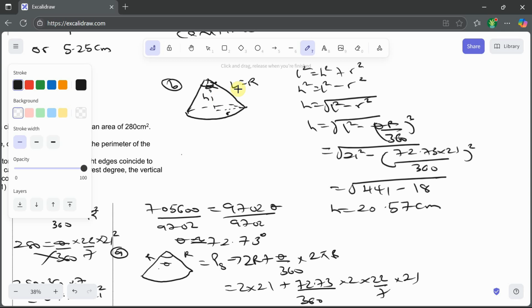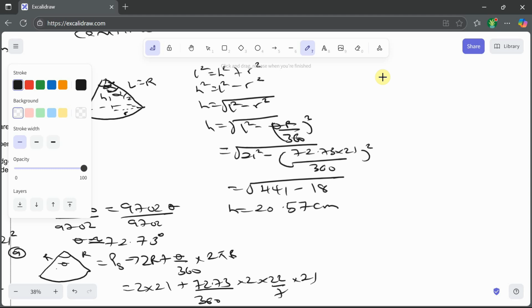So we know the h, we know the l. We can find this first half, which is alpha over 2, because this entire angle is alpha. If I have this h and I have this l, I can find alpha over 2. So this is adjacent and hypotenuse, right? So that is cos. So cos alpha over 2 is equal to, what is our adjacent? Our adjacent is h, all over our hypotenuse is r. So cos alpha over 2 is equal to 20.57 all over 21.